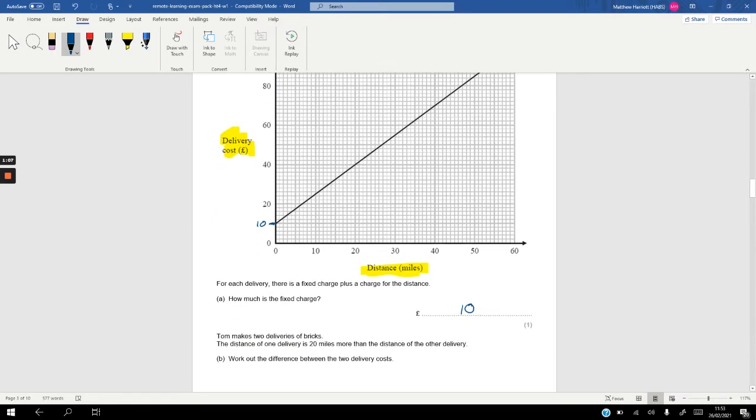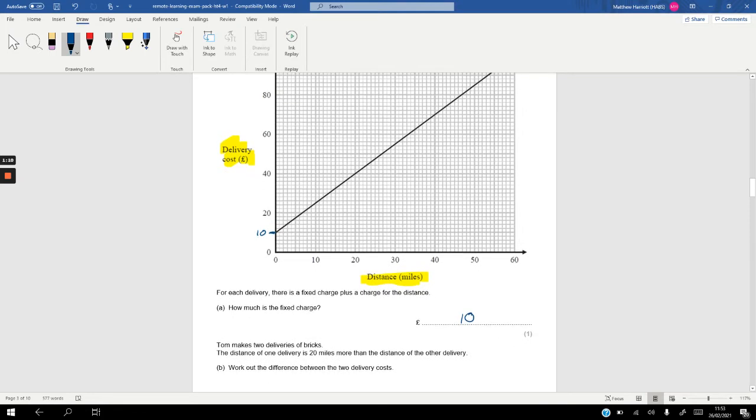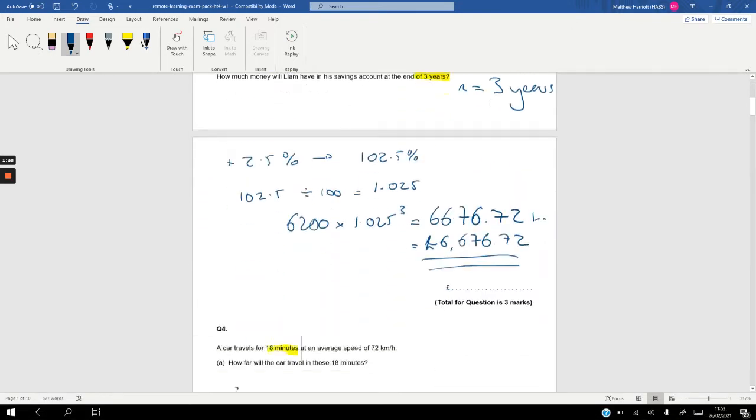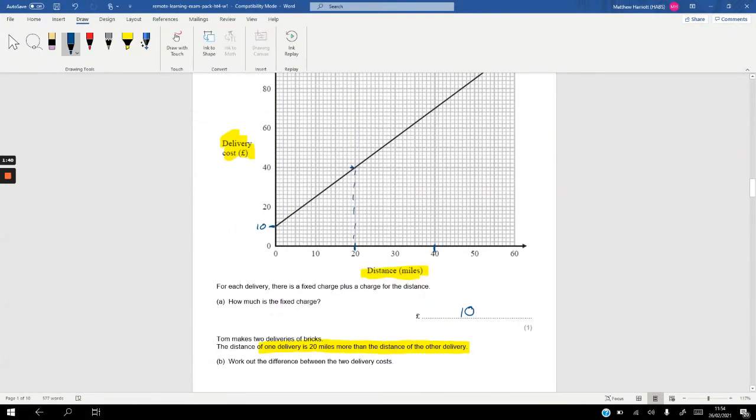For part B, it says that Tom makes 2 deliveries of bricks. The distance of one delivery is 20 miles more than the distance of the other delivery. Work out the difference between the 2 delivery costs. Key thing here is pick 2 distances which are 20 miles apart. I'm going to choose 20 and 40. Okay? So, I'm going to read off my graph. I get to here. Oh, so I've done that again. Apologies for that. Okay, and then I get here.